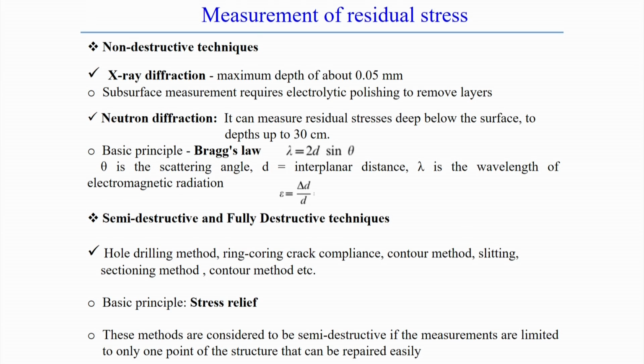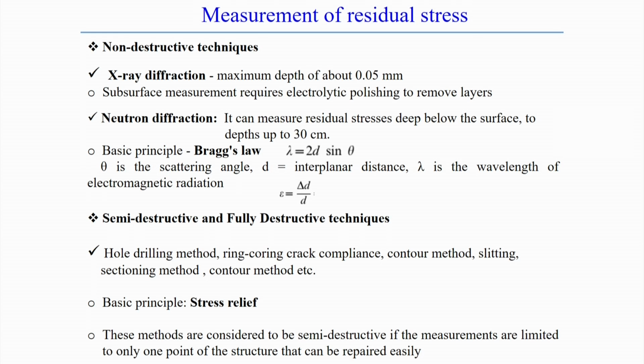This is very little. So, normally using X-ray diffraction we can measure the residual stress on the surface, but neutron diffraction can measure up to a certain depth, maybe up to 30 centimeter depth. If you want to measure the residual stress using X-ray diffraction at very high depth, then it is possible to remove the top layer. Once we measure the residual stress from the top surface, we need to remove that layer. Then we apply the X-ray diffraction method again for the next layer of the surface to measure the residual stress. But neutron diffraction does not have such a limitation; it can go up to a very high depth of penetration to measure the residual stress.